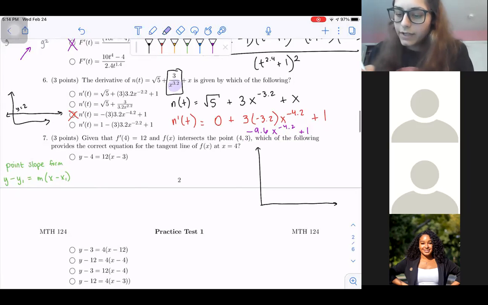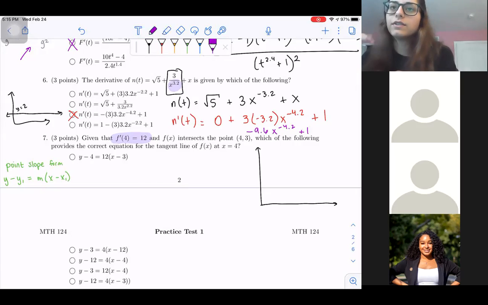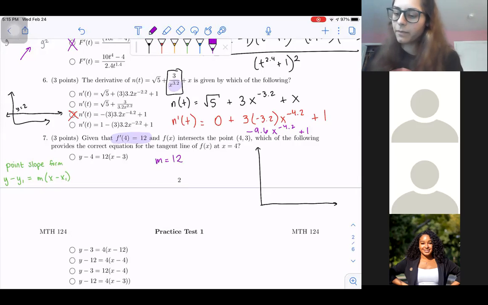Okay, so right here, we know that the derivative of f of x at x equals 4 is 12. So that means the slope at x equals 4 will be 12. Right, so if we're going to find a tangent line equation for x equals 4, our m, or our slope value, will be 12. All right, and then we also have a point that it intersects, (4, 3), right?